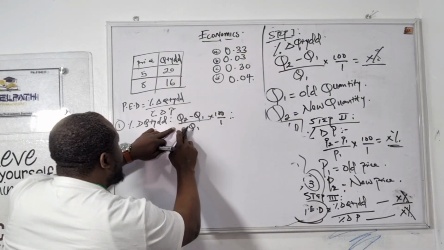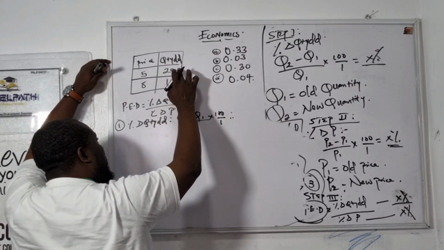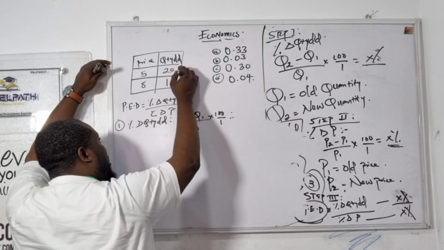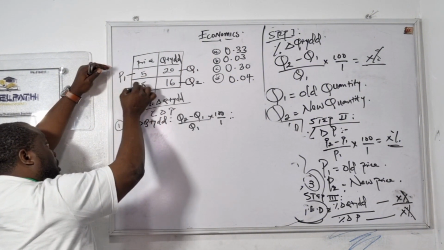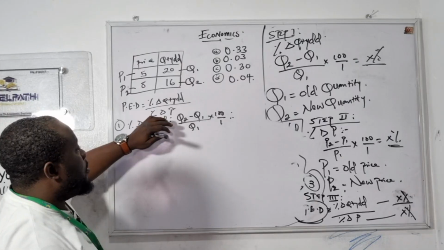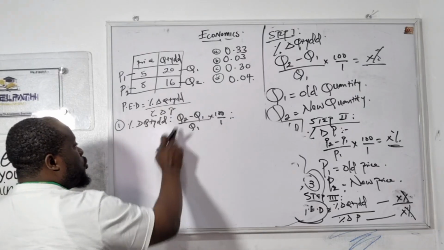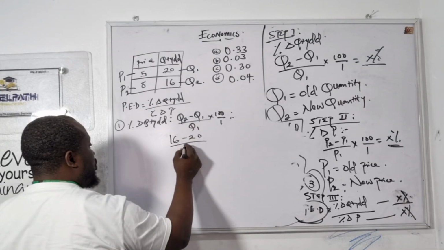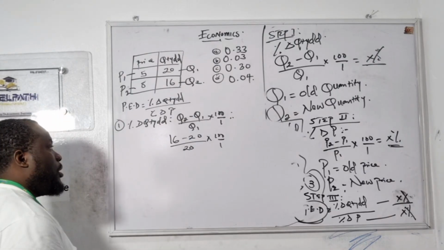So first of all, identify what is on the table before you proceed. The first number is your Q1, and this is your Q2. The first price is P1, and the second price is your P2. Your Q2 there is 16, minus Q1, which is 20, divided by Q1, which is 20, multiplied by 100 over 1.